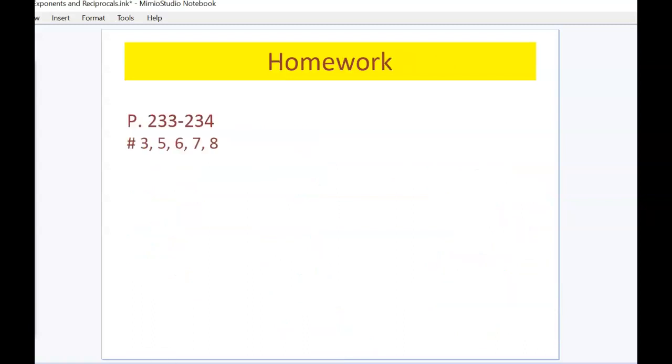Okay, there's your first part of section 4.4. So try those questions. And again, the answers are on the web page if you need to check your work.